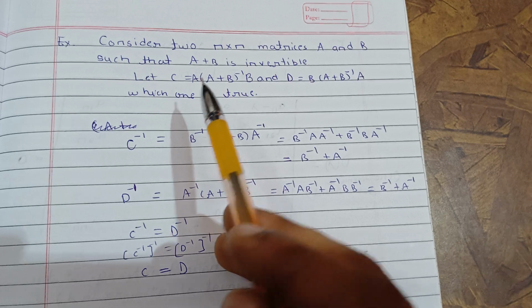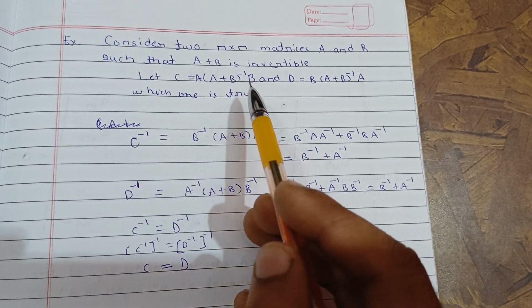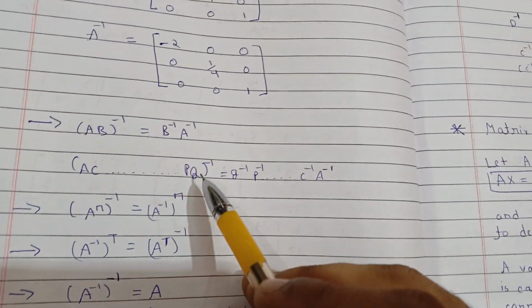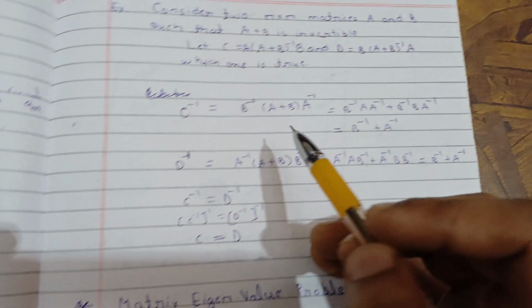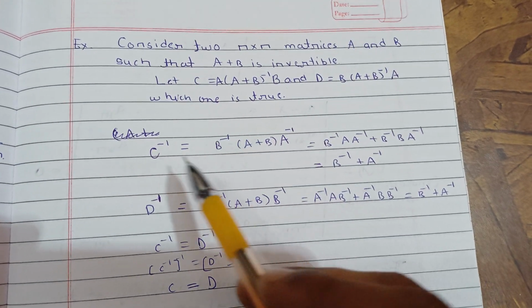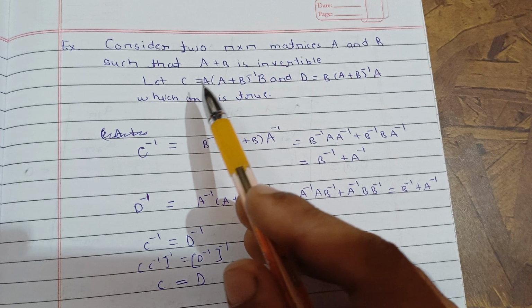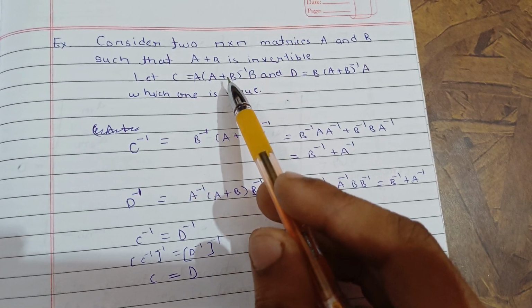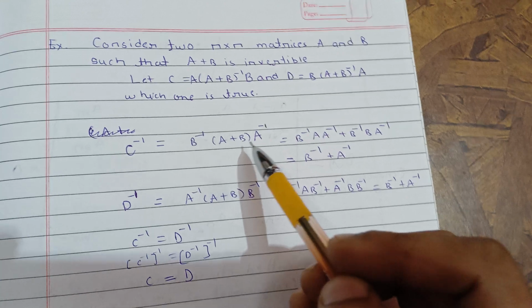So let's solve from the given information and take the inverse of C. C inverse will be, we know that for the inverse property, AB inverse will be B inverse A inverse, meaning in the reverse order. So if we take the inverse of C, then it will be B inverse, inverse of this, inverse of this. So B inverse times the inverse of (A plus B) inverse will give you A plus B, and then A inverse. Same apply for the D.